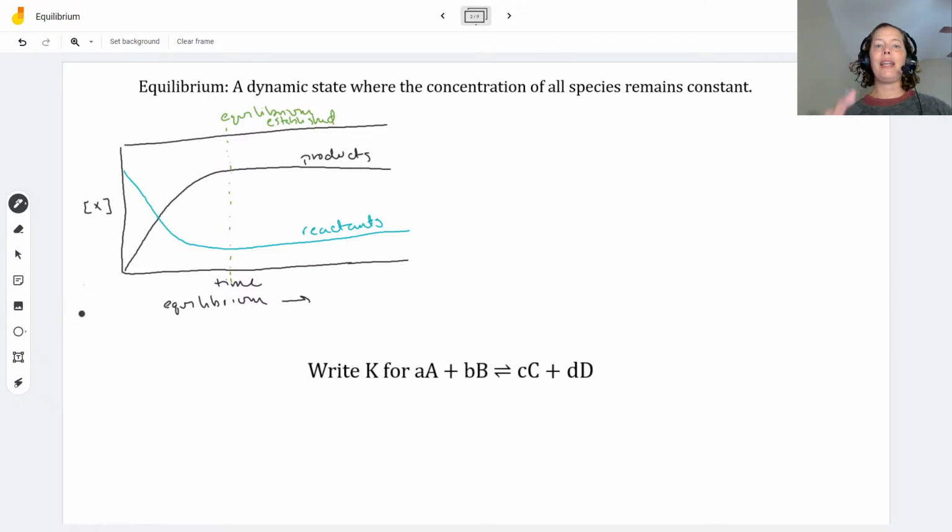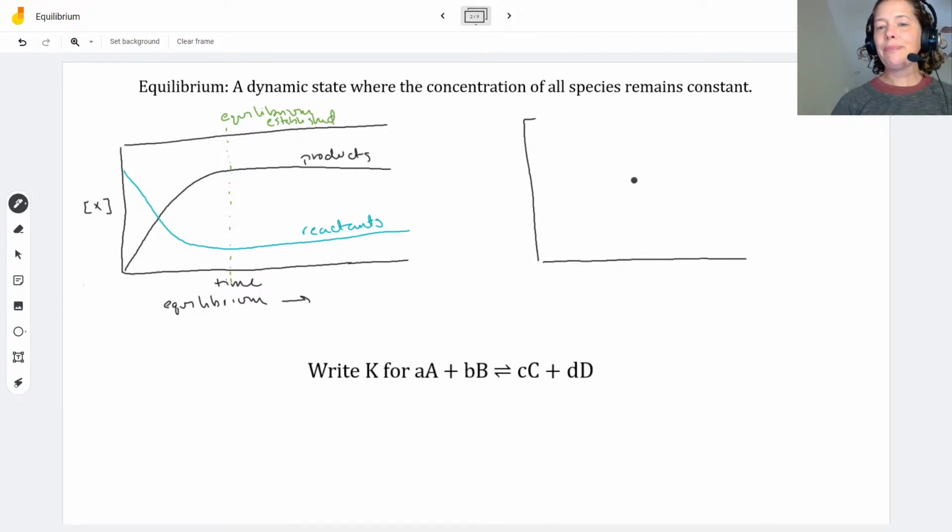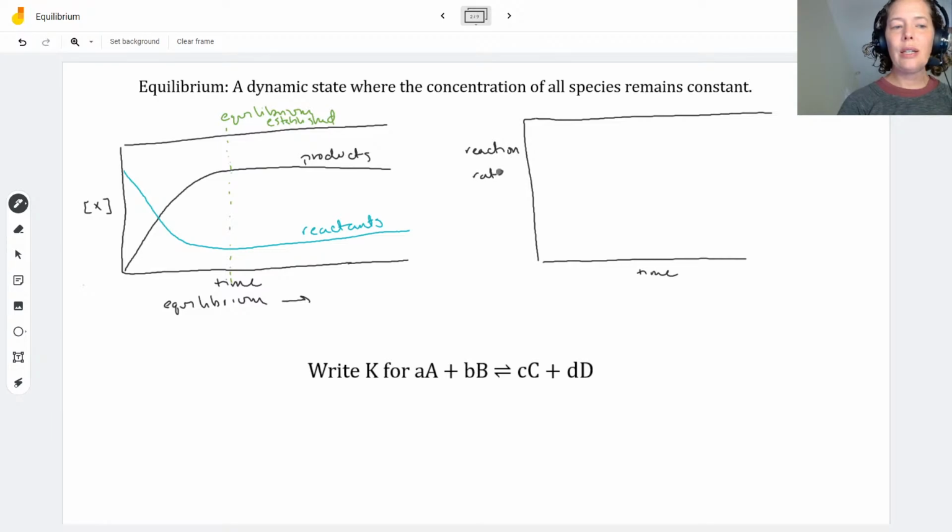It's not a static state, it's a dynamic state where the concentrations of the species are constant. But if I draw my second plot here, and this time, this is still time, and this over here is reaction rate. This time I am going to change colors properly.